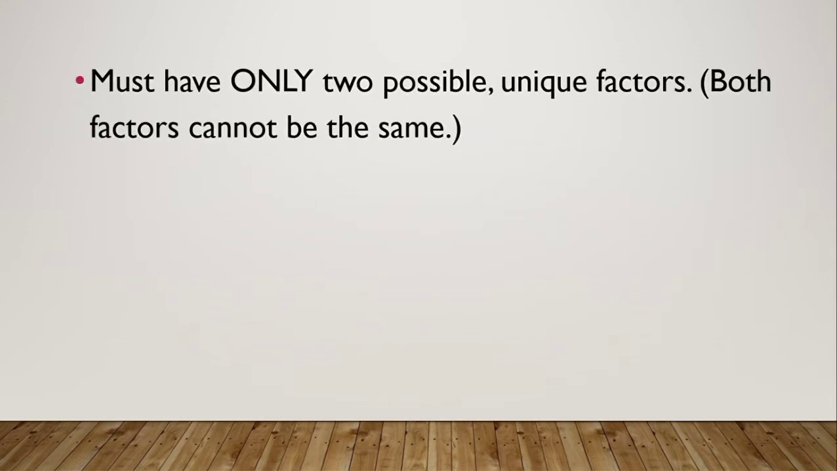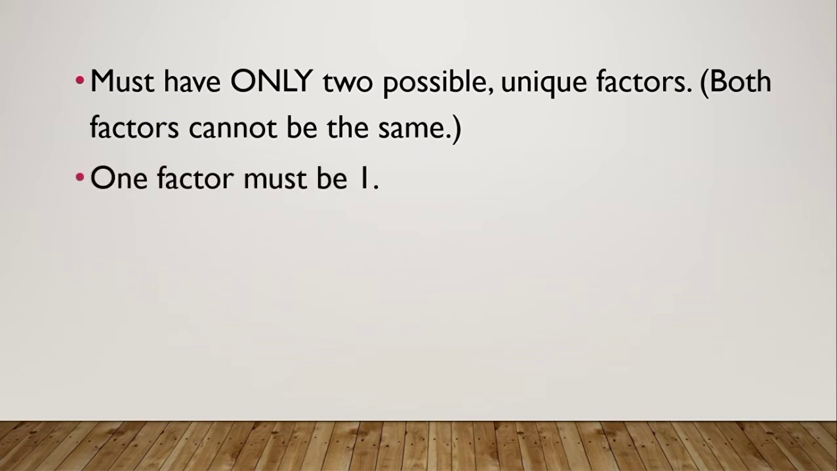So, prime numbers must have only two possible unique factors. Both factors cannot be the same. So take note of that. It cannot be the same. Therefore, an example for this is 1, because the factors of 1 are 1 and itself, so they are the same. So 1 is not a prime number.